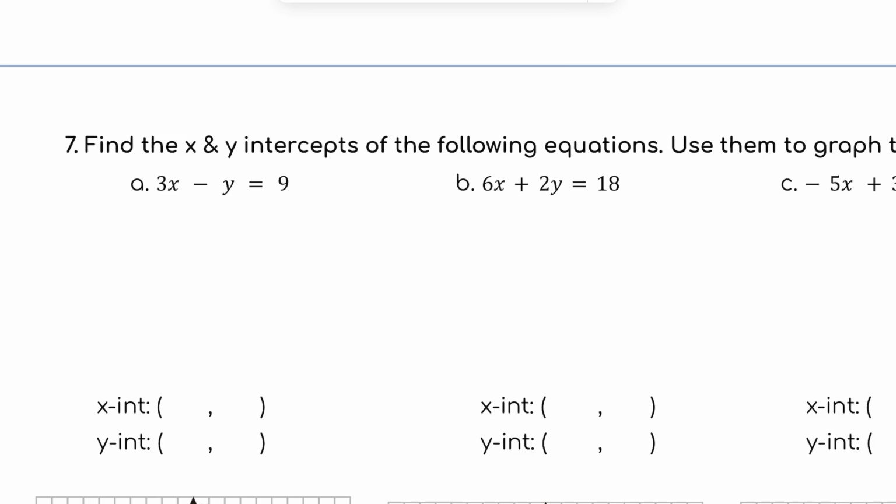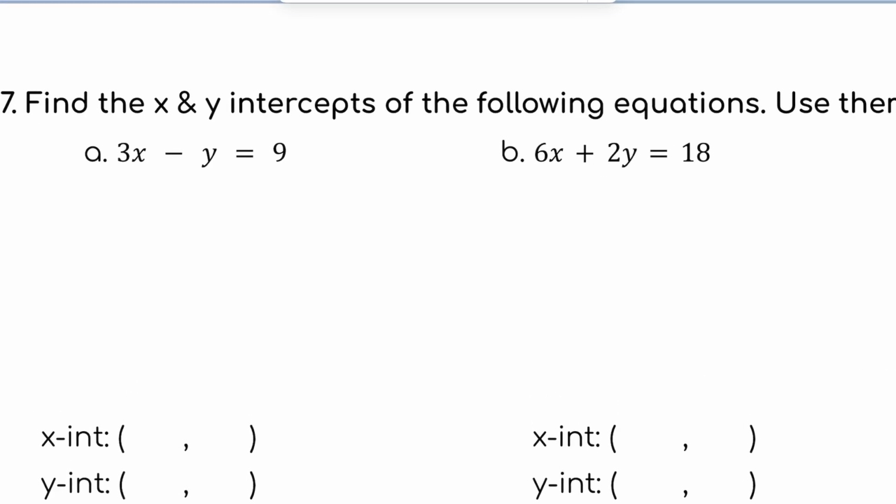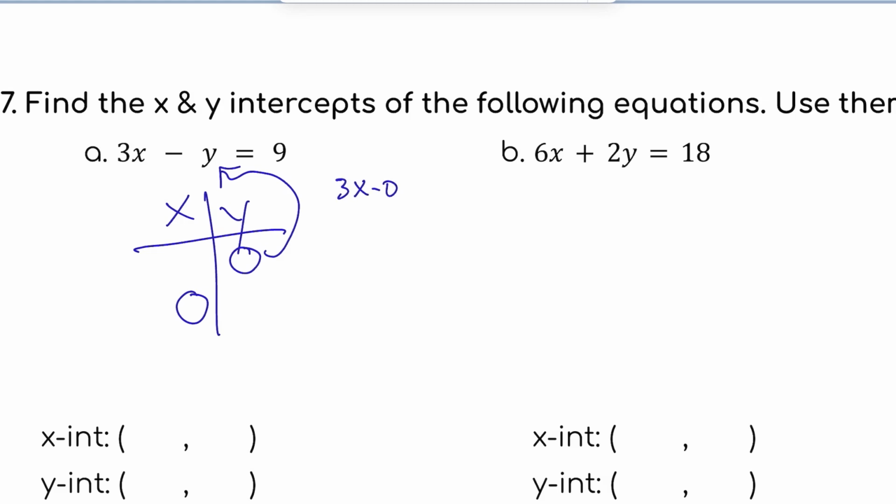That was that other method that we learned, sometimes called the zeros method, where you put the 0 in for the other variable. So if you want to know the x-intercept, you put a 0 in for y. If you want to know the y-intercept, you put a 0 in for x. So we're going to do that. So put your 0 in here, and 3x minus 0. So you get 3x minus 0 equals 9, and then you solve what's left over.